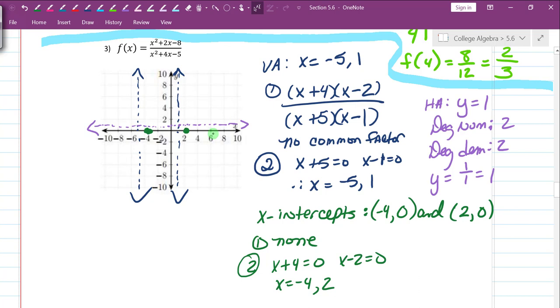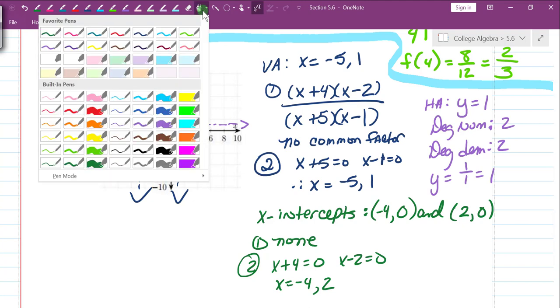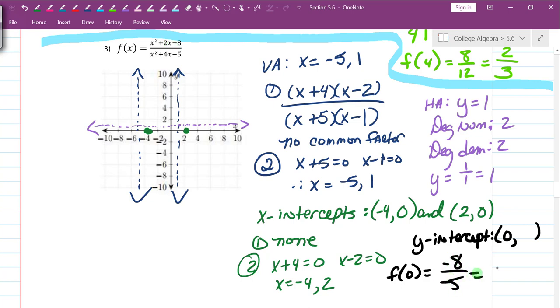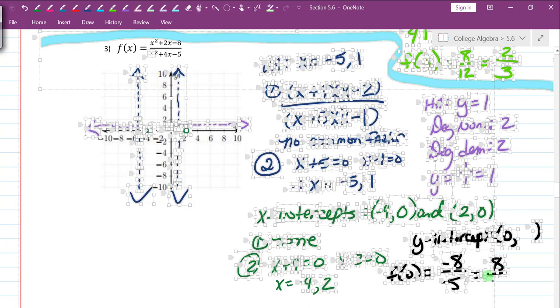Okay, so now I need to solve for my y-intercept. My y-intercept is going to be a 0 and something. And I'm just going to solve this right here where I plug in 0. Everything's going to go to 0 except for the negative 8 and the negative 5. So that is going to be a positive 8/5.